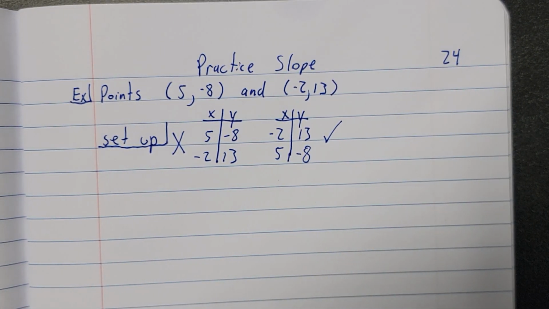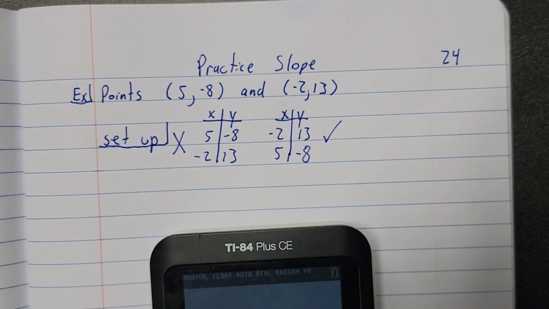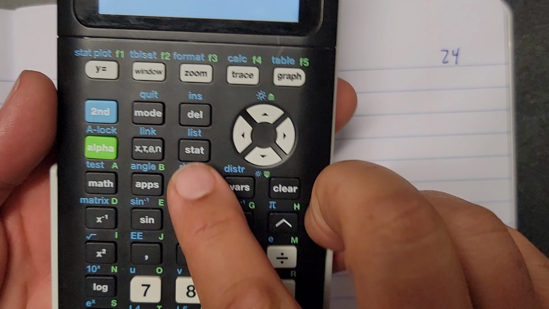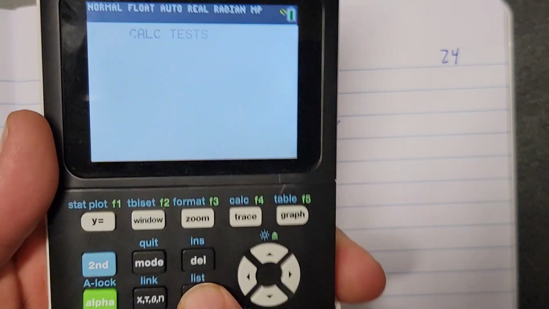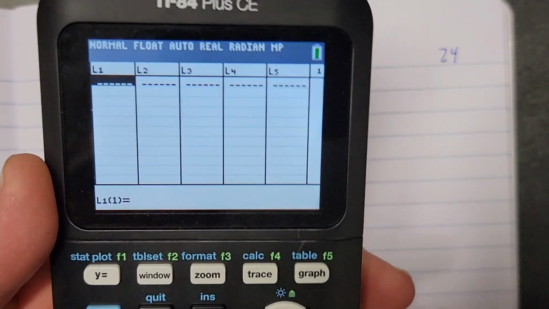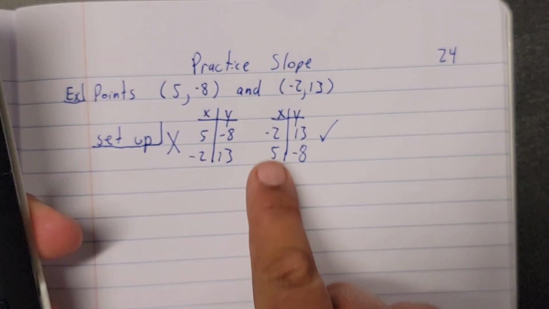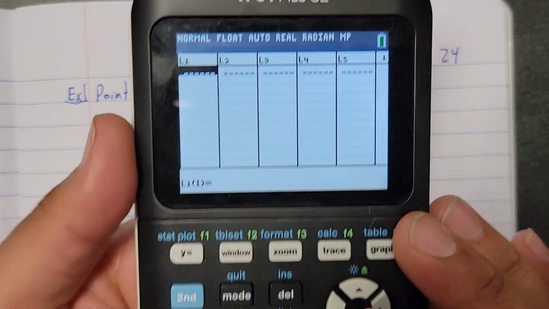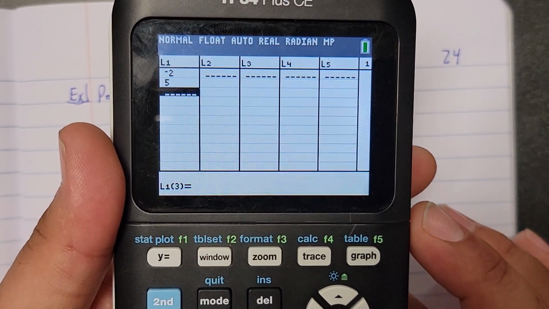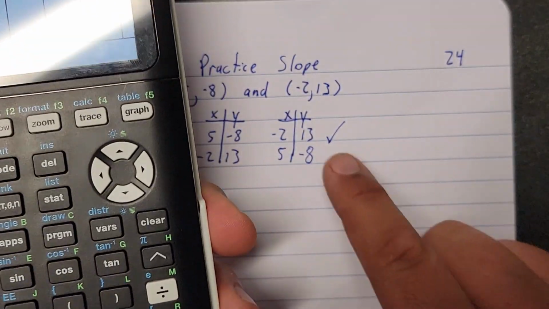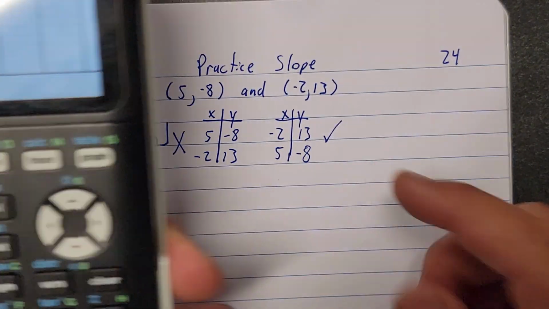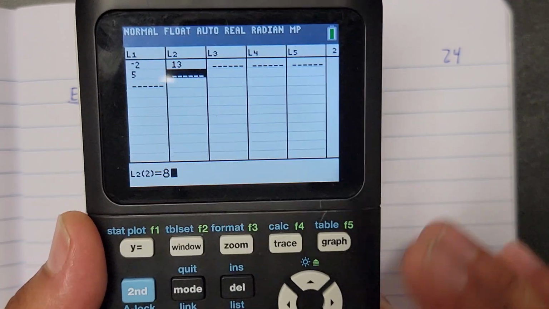Okay. So let's look at our instructions. Step 1. It says push stat. So there's a button right here that says stat. So push stat, and it says push enter. See where it says edit? So we're going to push enter. So my list 1 is going to be the X numbers right here, -2 and 5. So let's type in -2, enter, 5, enter. Now we need to put this into our L2. So let's move over to the right side. Let's put 13, enter, and let's put -8, enter.